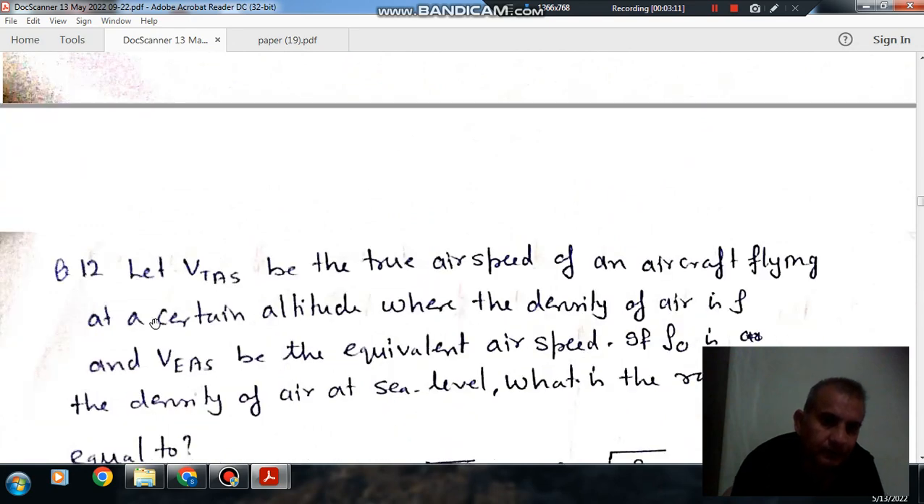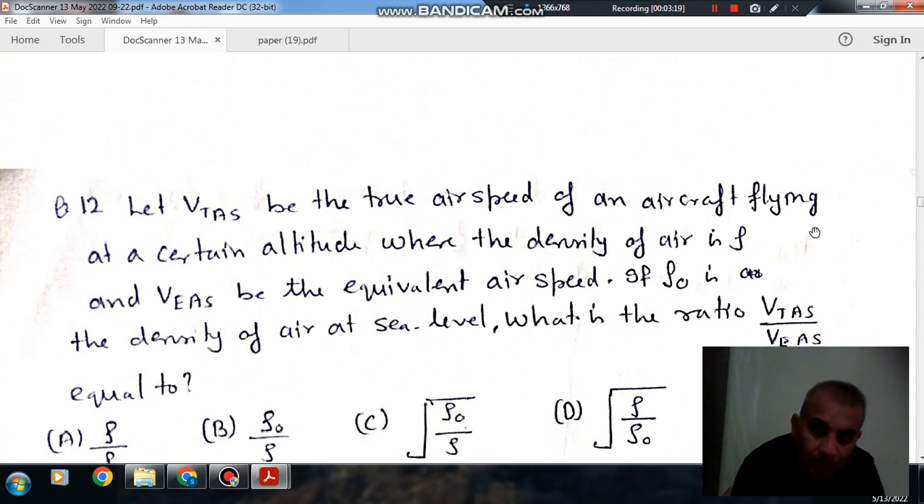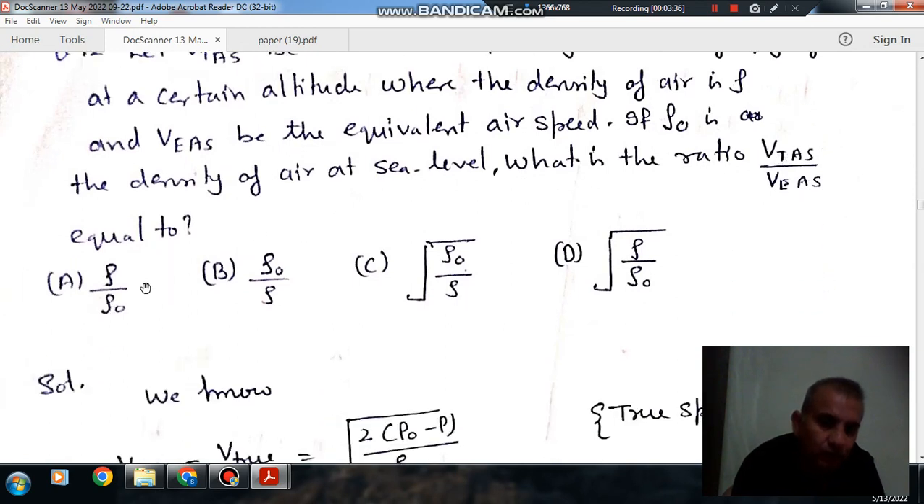Okay, next. Let VTAS be the true air speed of an aircraft flying at a certain altitude where the density of air is rho, and VEAS be the equivalent airspeed. If rho naught is the density of air at sea level, what is the ratio of VTAS divided by VEAS equal to? Option A: rho by rho naught, option B: rho naught by rho, option C: root of rho naught by rho, option D: root of rho by rho naught.